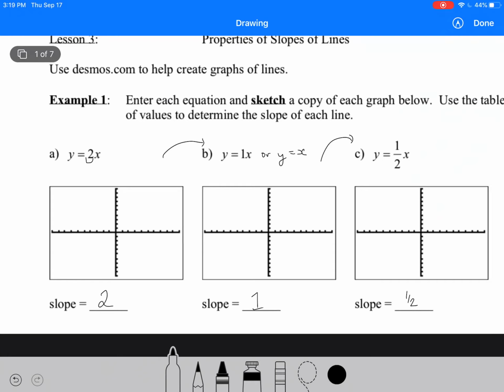So let's get our sketches in here. We had y equals 2x, which would look, in this case, like this. Y equals x, which looked like that. And y equals 1/2 x. I'm going to exaggerate them a little bit. But we can see each time we lowered our slope, that line became less steep, or you could say more flat.